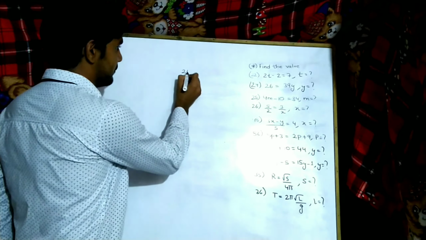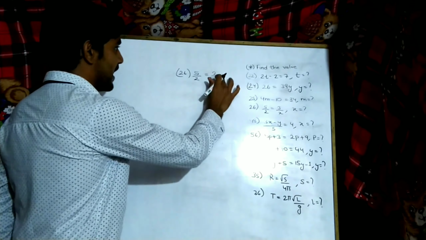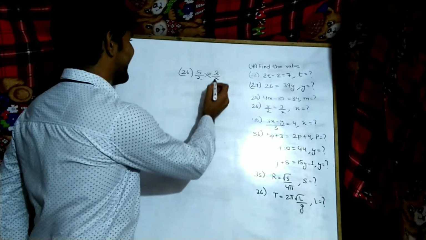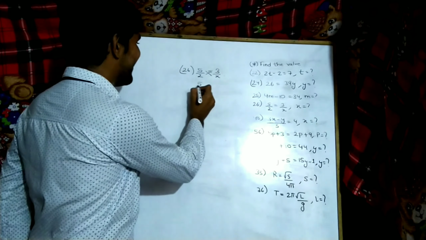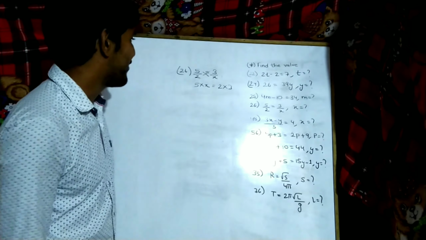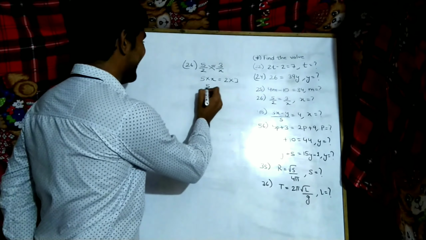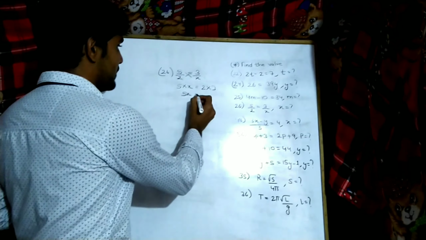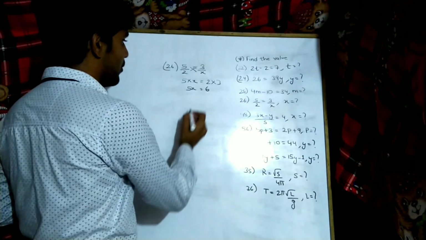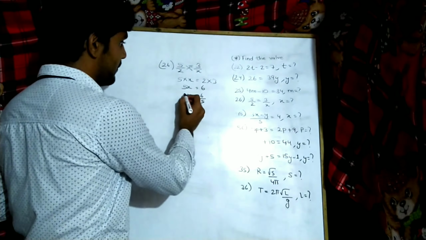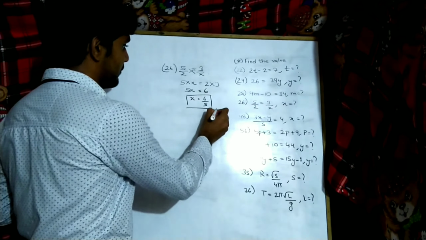5 by 2 is equal to 3 by x. We have to find the x value. You just cross multiply. Okay? Cross multiply. So 5 into x is equal to 2 into 3. So 5x is equal to 2 into 3, 6. So this multiply goes that side becomes division. So 6 by 5. So this is the answer.